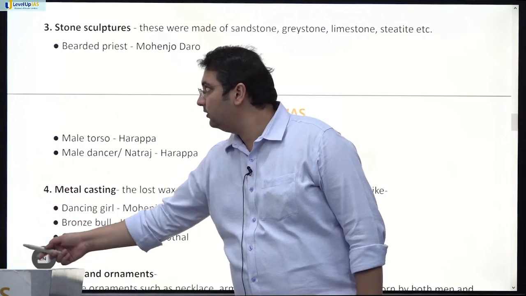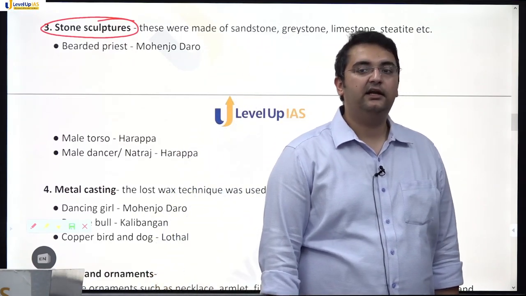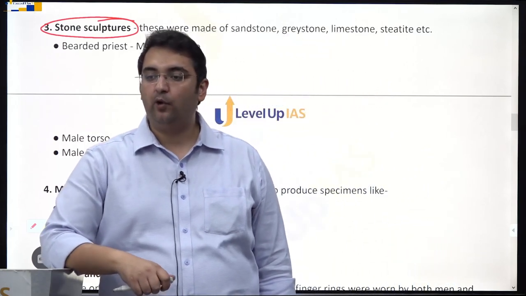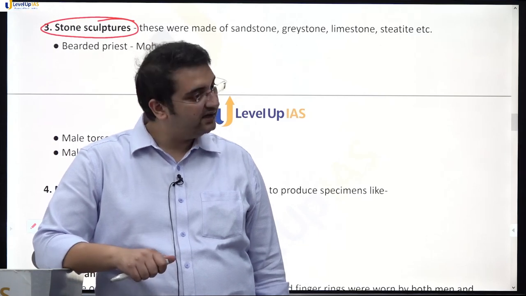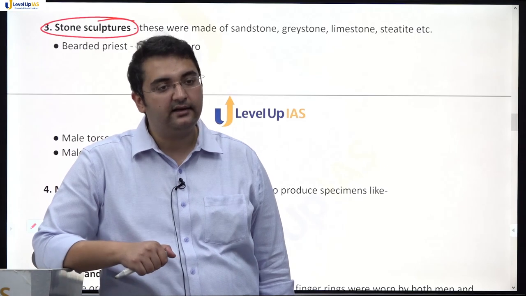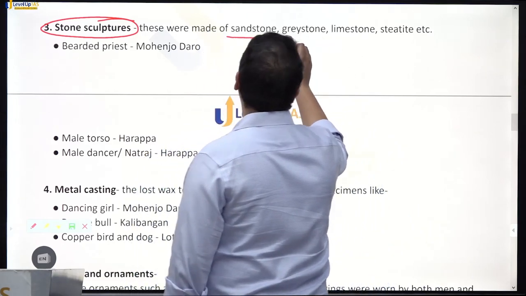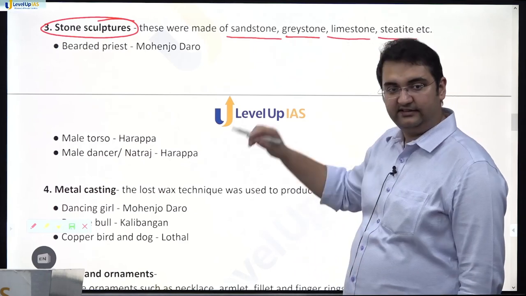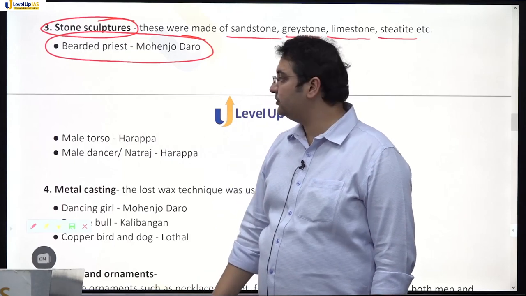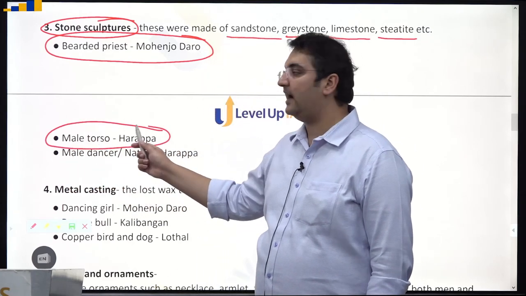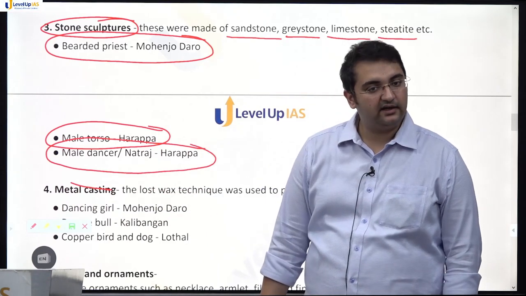Sure. Next we also have stone sculptures. Ab ye batao, will these come into the category of popular art or elite art? High culture ya folk culture? High culture. Why? First of all, because they are much more valuable, a lot more effort has gone into making them, and they are much more rare, right? So it is believed that these are examples of high art, of elite culture. Which kind of stones? Sandstone, grey stone, limestone, steatite, etc. Okay? Examples kya hai? The bust of a bearded priest from Mohenjo-daro. Male torso of red sandstone from Harappa, and a male dancing figure which John Marshall called Nataraj from Harappa as well.